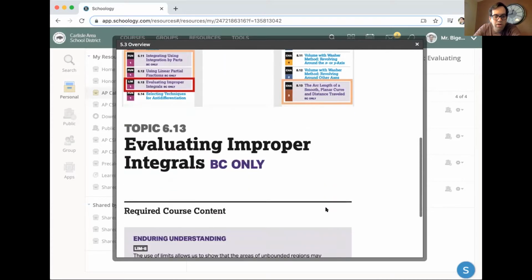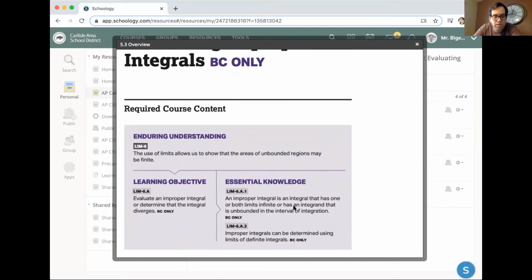So for improper integrals, to dig a little deeper here, an improper integral is an integral that has one or both limits infinite, or has an integrand that is unbounded in the interval of integration. So there's two different ways that an integral could be classified as improper. We're going to look a little bit deeper into what each of those things means today.